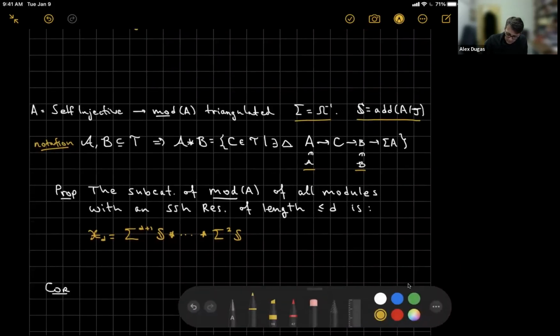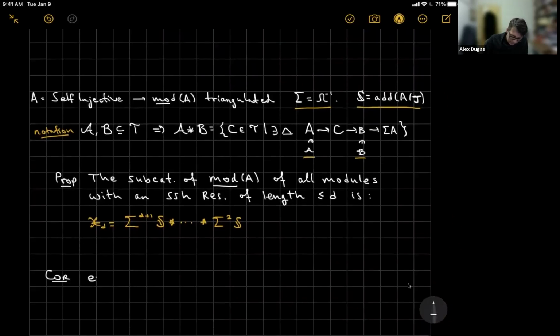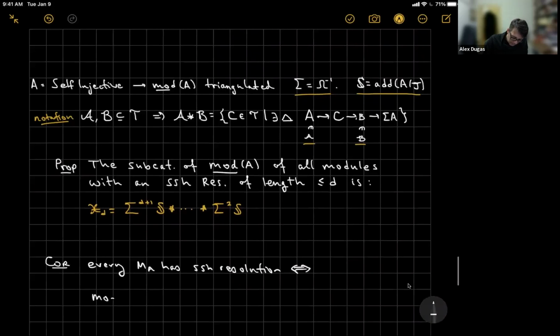And as a corollary, we can say that every module in mod A has an SSH resolution if and only if mod A is equal to one of these subcategories, but we can also shift this subcategory by sigma to the minus 2 and simply write it as sigma^(D-1) S star down to sigma S star S at the end.